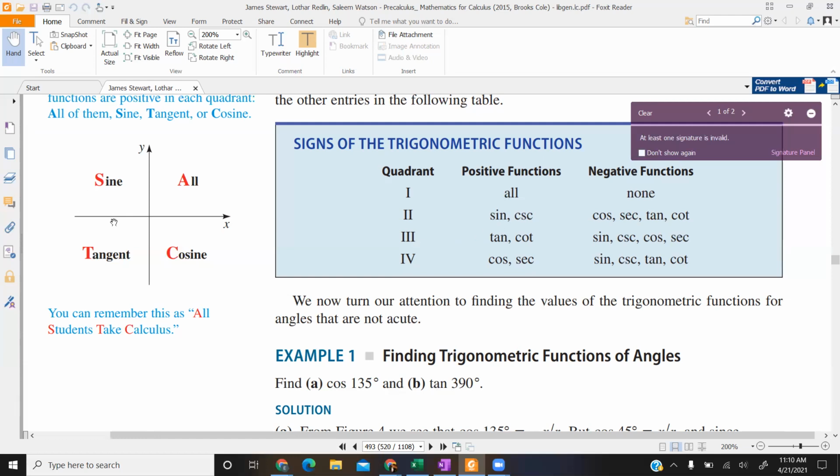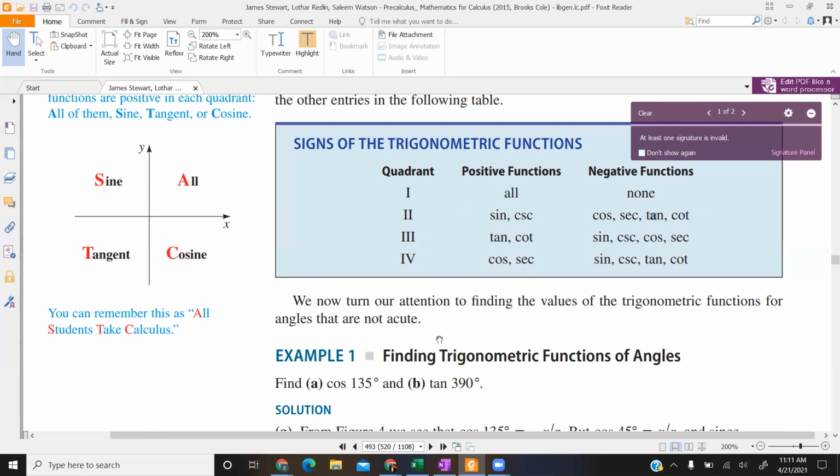because the y coordinate is positive, but these others are going to be negative because the x coordinate is negative. So cosine will be negative, secant will be negative because it's the reciprocal of cosine, tangent will be negative because tangent theta is y over x, and x is negative, and then cotangent is negative because it's just the reciprocal of tan.